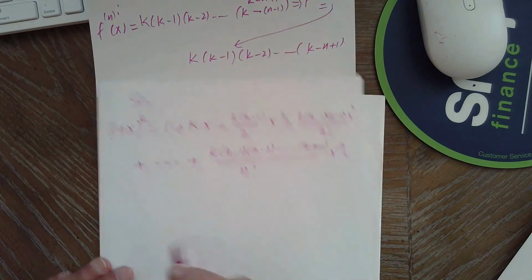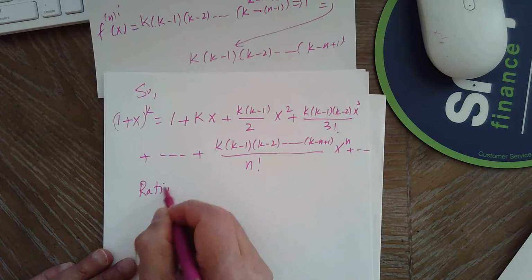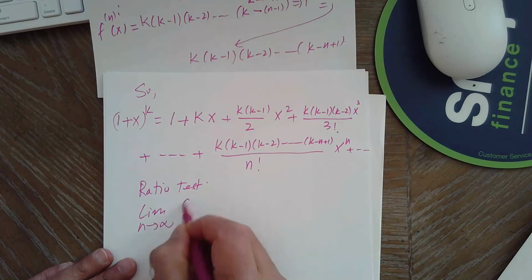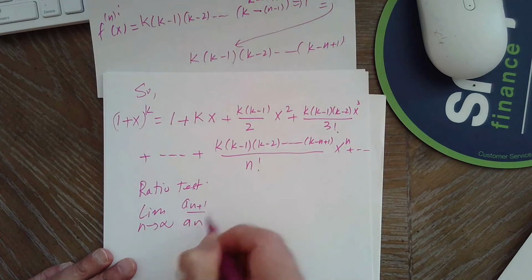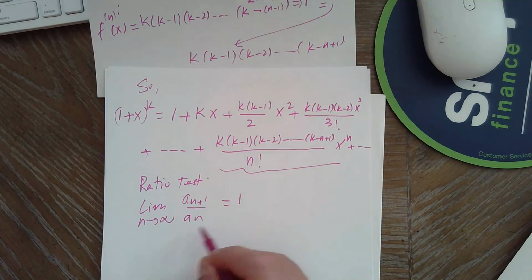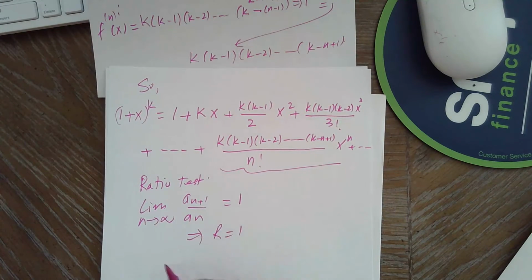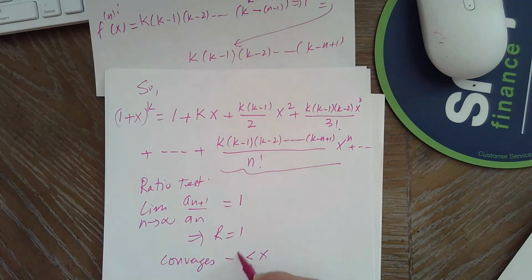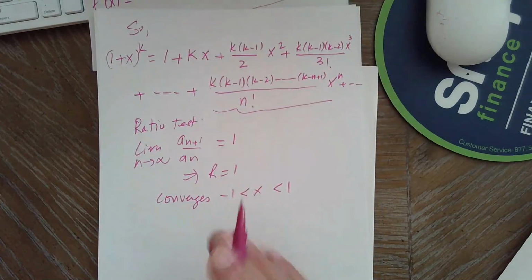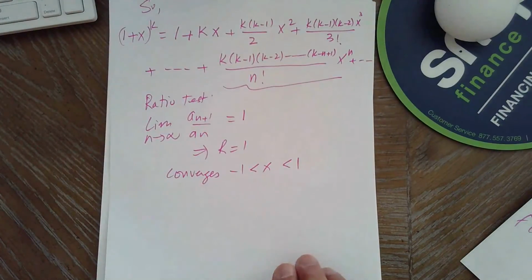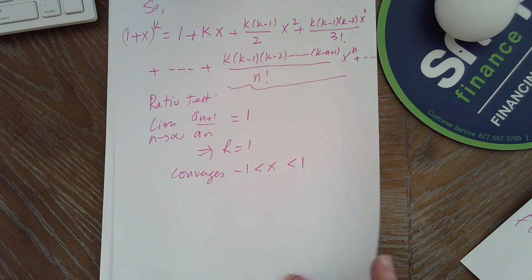And if you do the ratio test to get the radius of convergence, the limit as n goes to infinity of a n plus 1 over a n, you do this, and you get 1. That means the radius is 1. That means it converges between negative 1 and 1 to some function. In order to show it converges to 1 plus x to the k, we have to find R n of x and show it goes to 0.